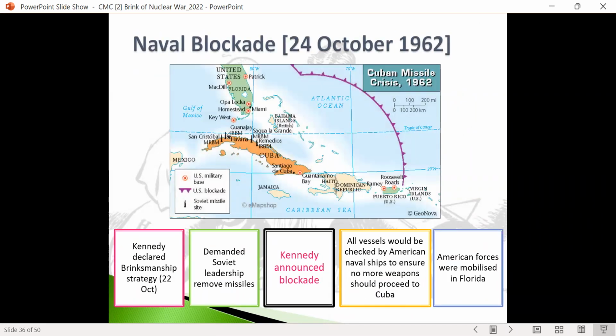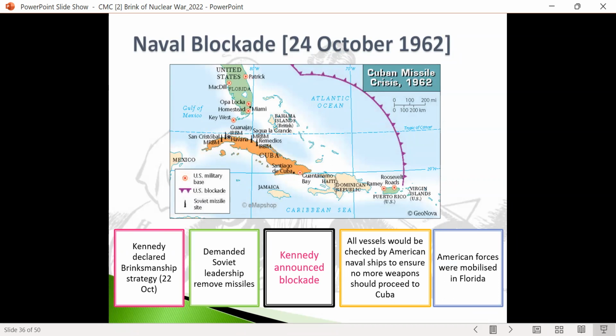United States is here. Anyway, Atlantic Ocean here, the naval blockade stretches from here. And the US has occupied Puerto Rico, still occupying Puerto Rico. So Kennedy declared the brinksmanship strategy on 22nd October, demanded the Soviet leadership remove missiles and announced the blockade.